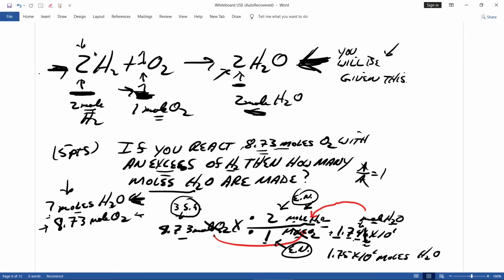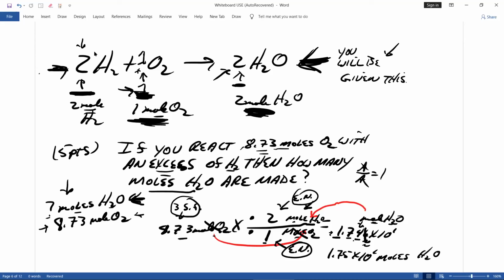Where do I get a relationship between moles of oxygen and moles of water? The balanced chemical equation, the coefficients, and if there's no number there, it's 1. 1 mole of oxygen makes 2 moles of water.